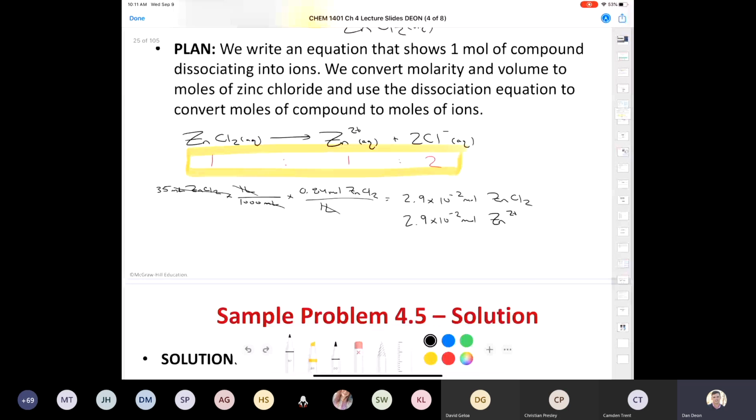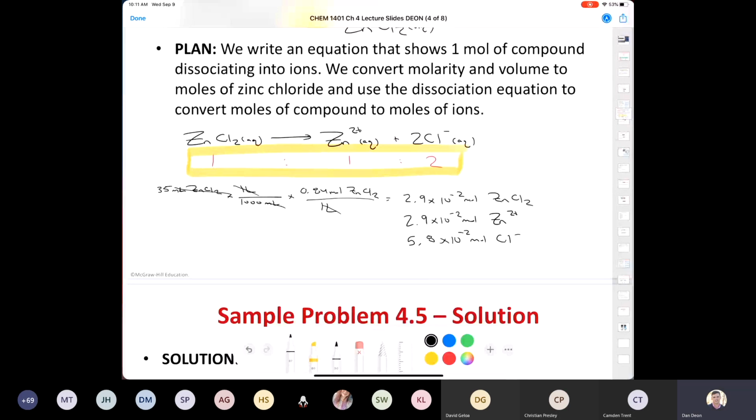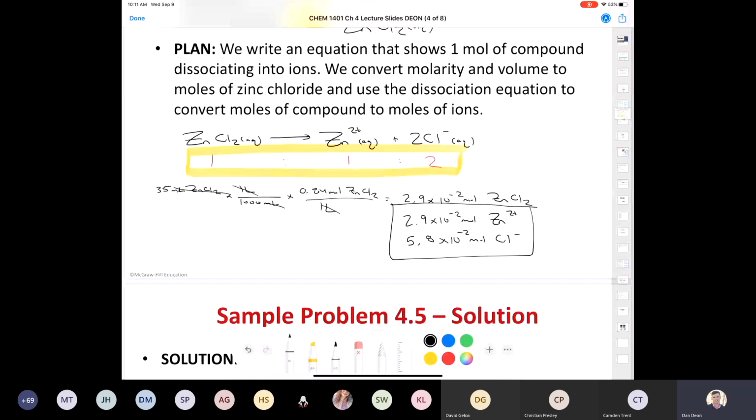So I take that number. I multiply it by 2. I've done it already here, and you end up with 5.8 times 10 to the negative 2 moles of chloride ions. So there we go. Now we know how many moles of each ion we have in our solution.